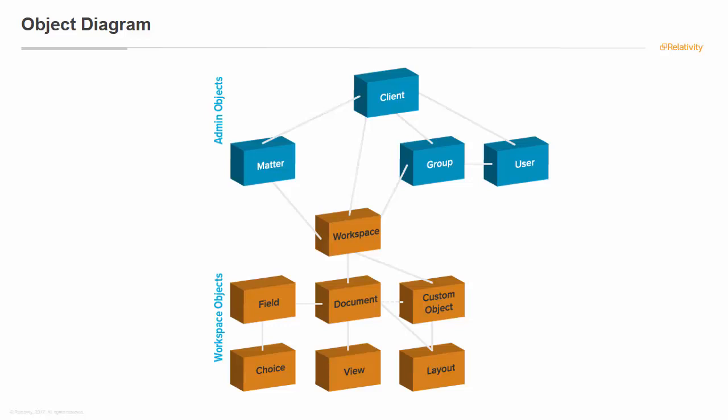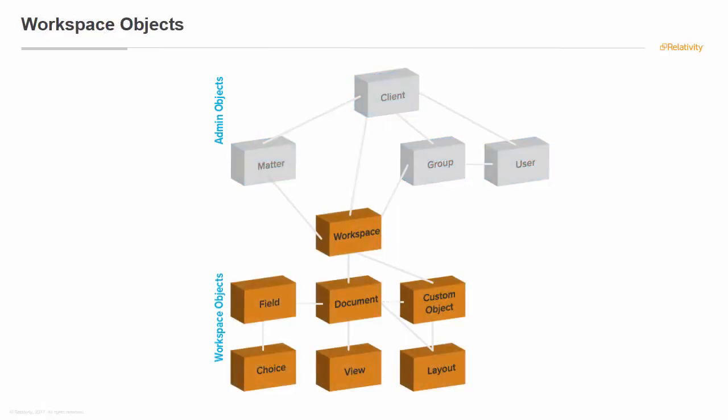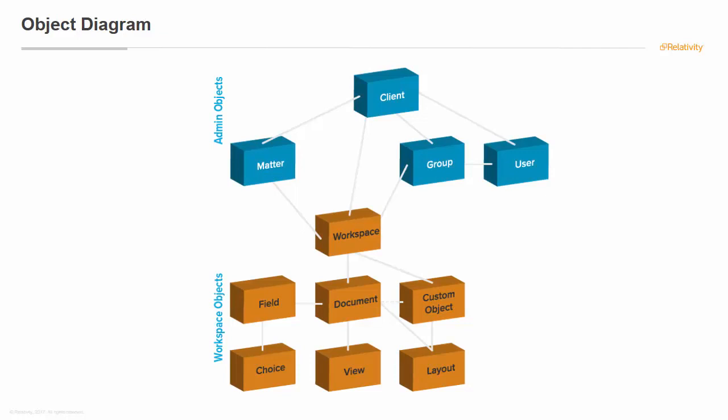As you can see, there are two types of objects: admin objects and workspace objects. Objects may seem complicated, but they're simple to use. In fact, if you've spent any time in Relativity, you've likely used them already. Let's hop into Relativity and look at the admin objects first.